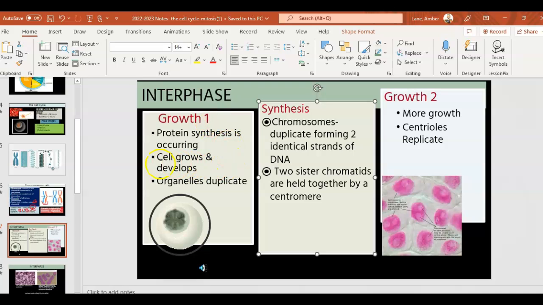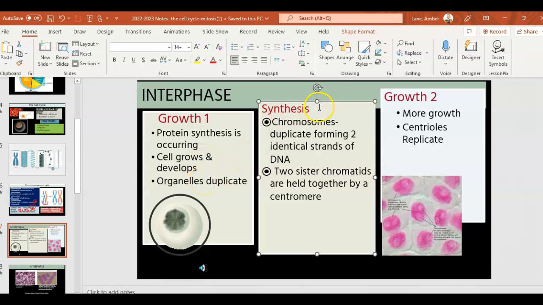In growth 1, the cell is growing, it's developing, proteins are being made, and organelles are duplicating themselves. The idea is this: when mitosis occurs, and mitosis is basically cell division for body cells or somatic cells, we are going to start with one single body cell, and we will end up with 2 identical body cells. So in growth 1, this is interphase, the resting stage of the cell's life. Proteins are being made, cells grow, organelles duplicate.